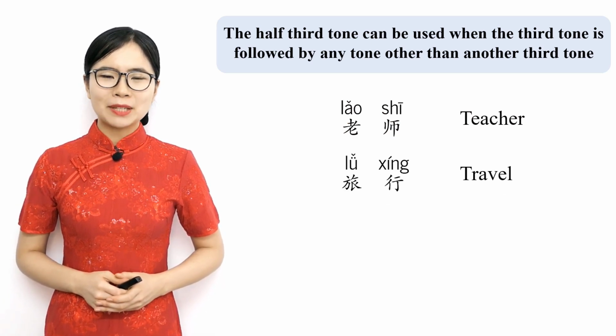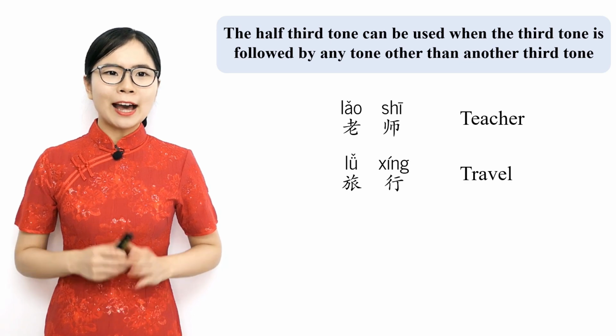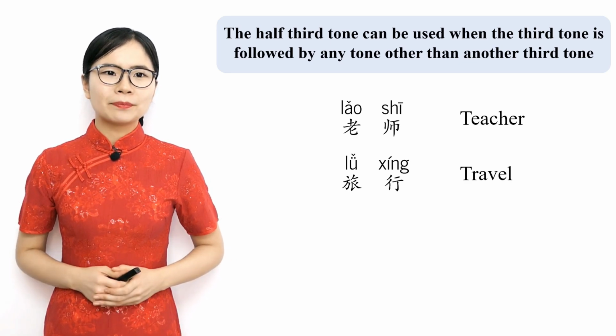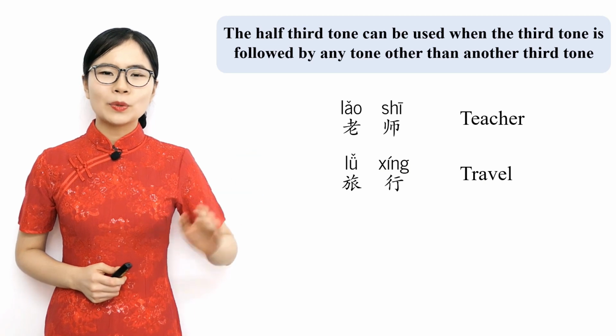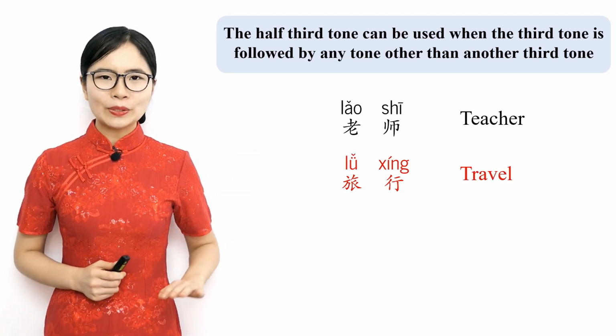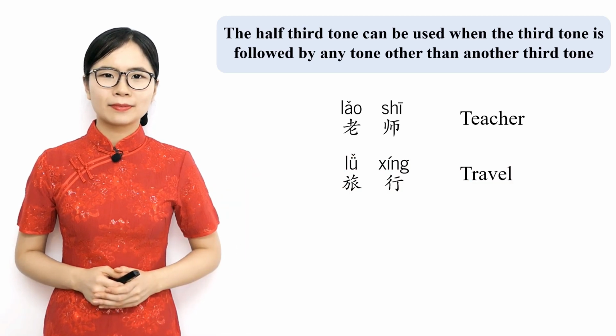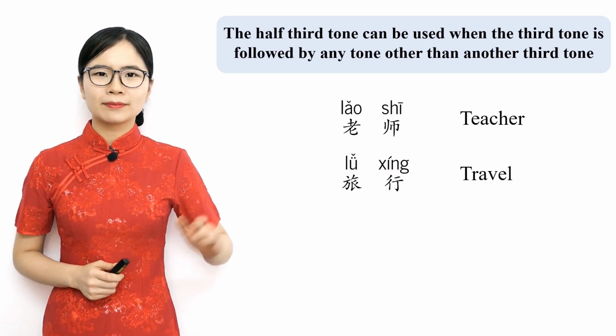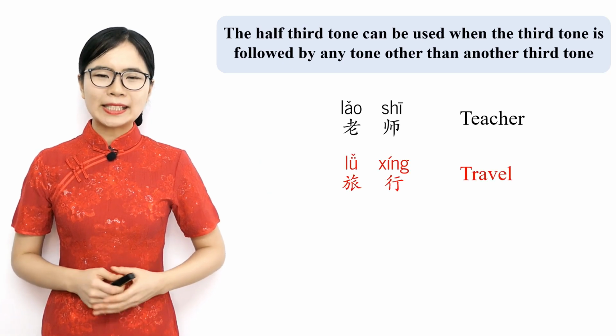旅行 means travel. Using the half third tone, it would become 旅行, which is easier and quicker to pronounce. 旅行, 旅行, 旅行, travel.